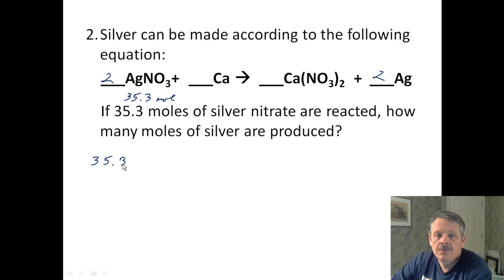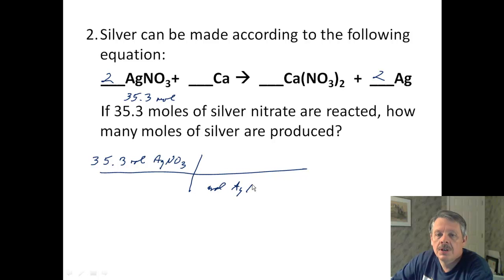I have 35.3 moles of silver nitrate, and I have to convert from moles of silver nitrate to moles of silver. And I have a 2 to 2 relationship. So when I divide by 2 and multiply by 2, I do in fact get 35.3 moles of silver.